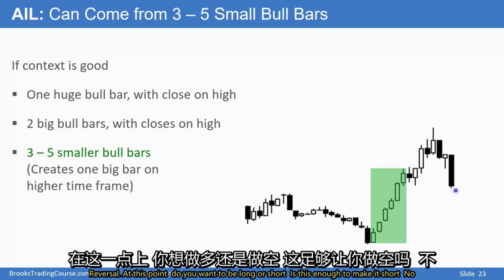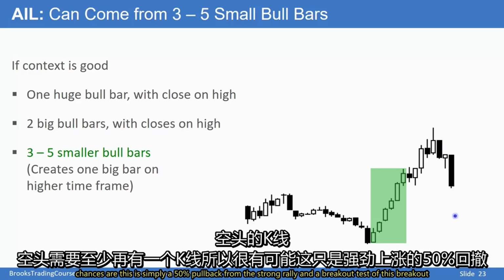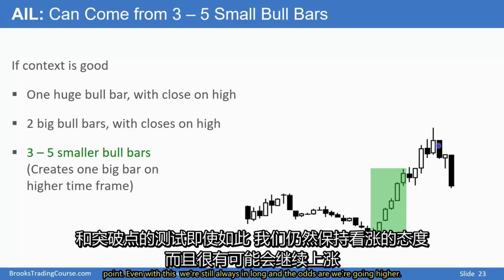Reversal. At this point, do you want to be long or short? Is this enough to make it short? No, we got a bear bar and then a bull bar. A bear bar, the bears need at least one more bar. So chances are this is simply a 50% pullback from the strong rally and a breakout test of this breakout point. Even with this, we're still always in long, and the odds are we're going higher.